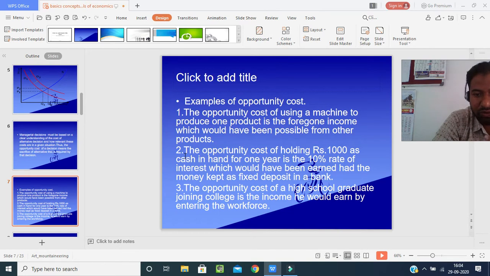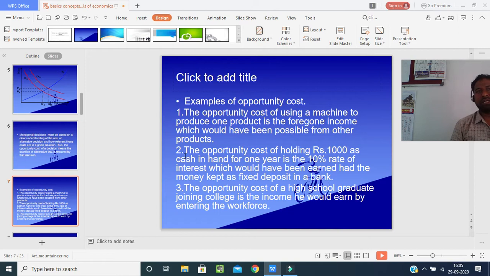The opportunity cost of holding rupees 1000 as cash in hand for 1 year is the 10% rate of interest which would have been earned had the money been kept as a fixed deposit in a bank. Let's see what happened. For example, I have done a work and the organization is ready to pay me 1000 rupees right now. If I take this 1000 rupees today, I can fulfill my requirements or I can fix deposit in a bank, whereas I am getting returns.